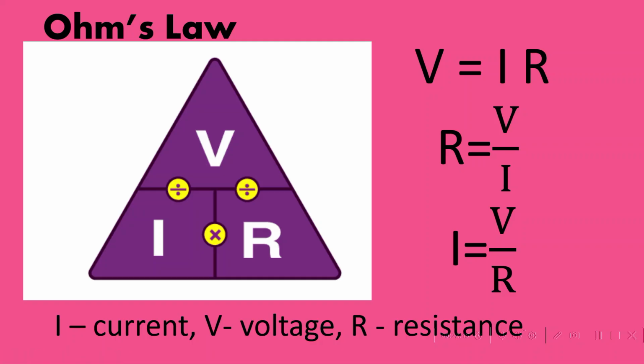Ohm's law. Okay, remember V is the king. He does not like to be on the bottom. He sits on the top. V equals IR. This is in your formula. R equals V over I. V is never on the bottom. V is voltage. It's measured in volts. I is current. It's measured in amps. R is resistance, and it's measured in ohms.